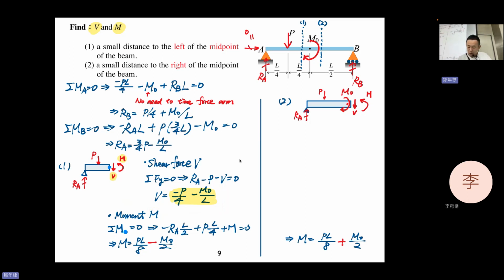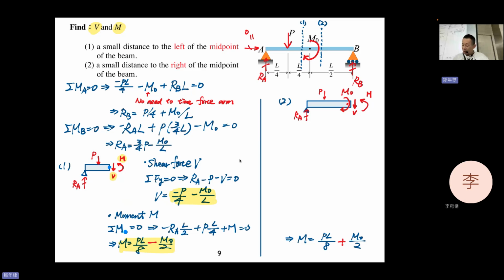I also forgot to highlight this. This is the answer for problem 1. And now we are going to determine problem 2. Problem 2 is just a little bit right of the center. So we also cut it, keep the left-hand side, and write down V downward and M upward. This is our definition.